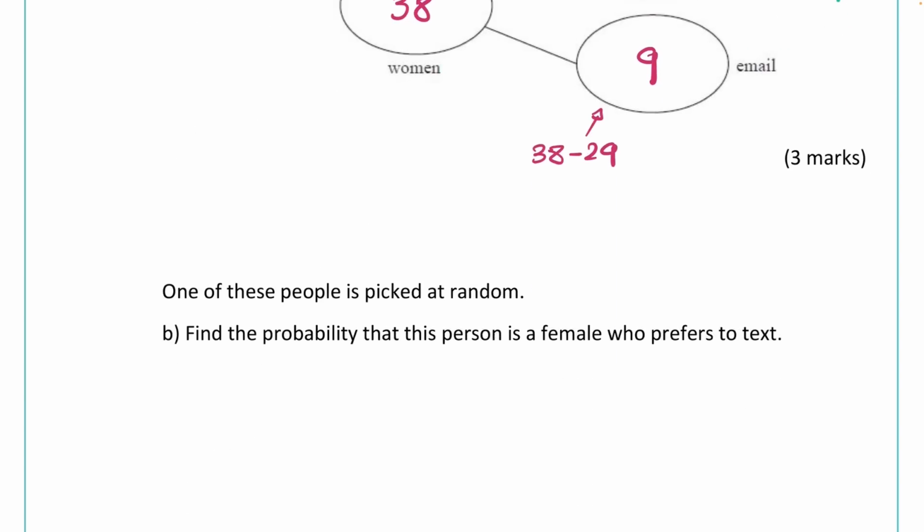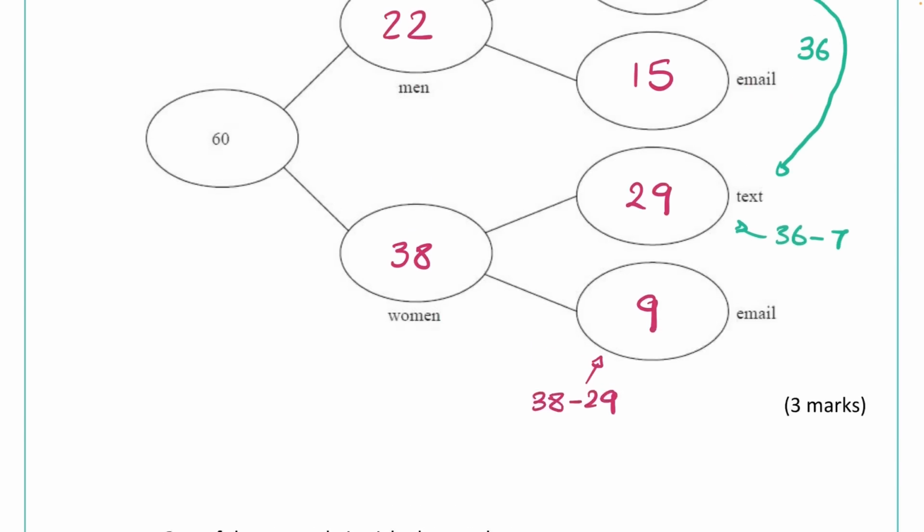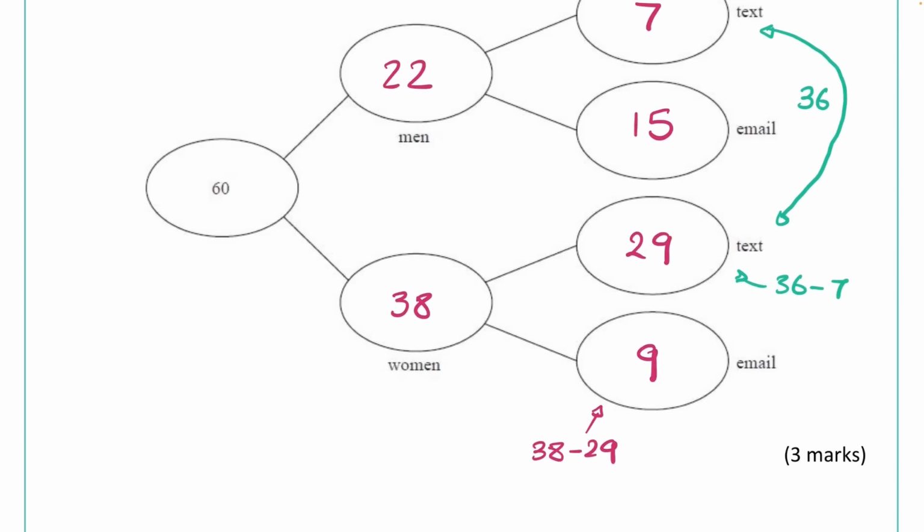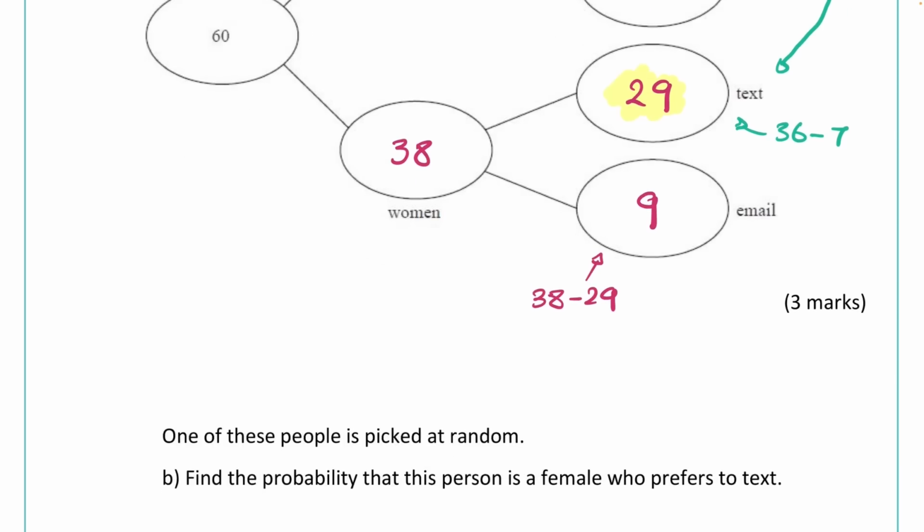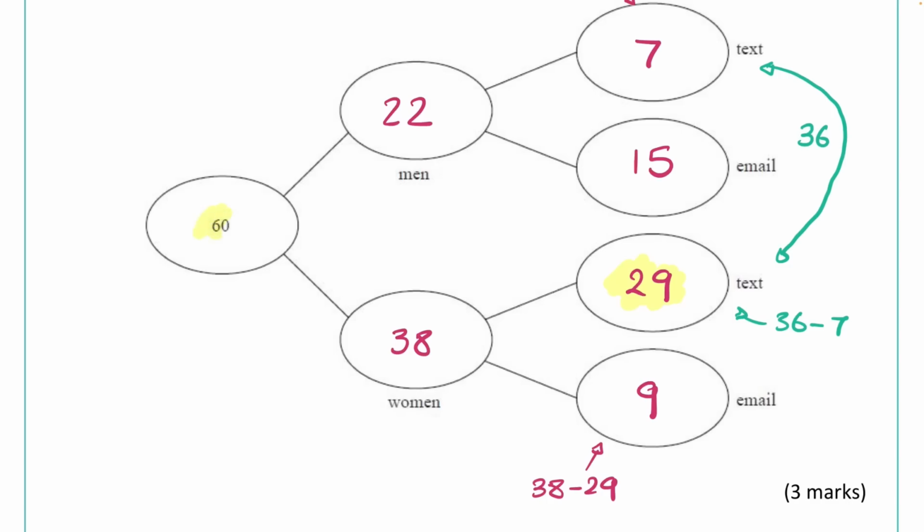Now this also asks us a question. It says one of the people is picked at random, find the probability that this person is a female who prefers to text. Well, out of all of these, the females that prefer to text, we have 29 of them. Now it says one of the people is picked at random. So if we're picking from one of the people, then it's out of 60.